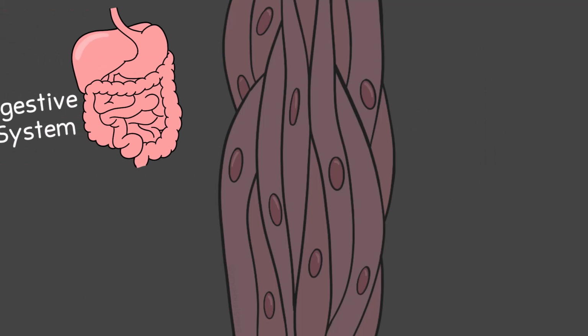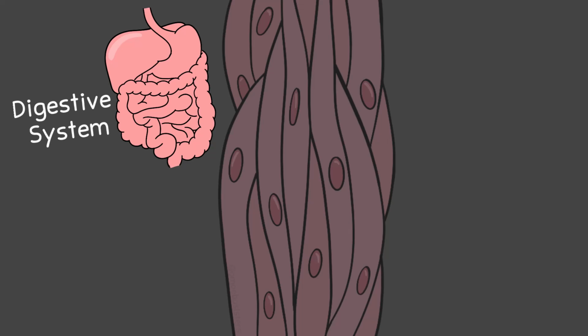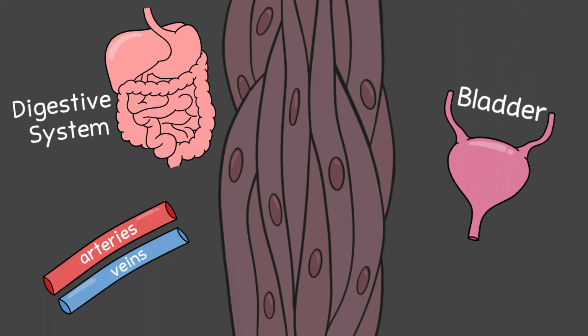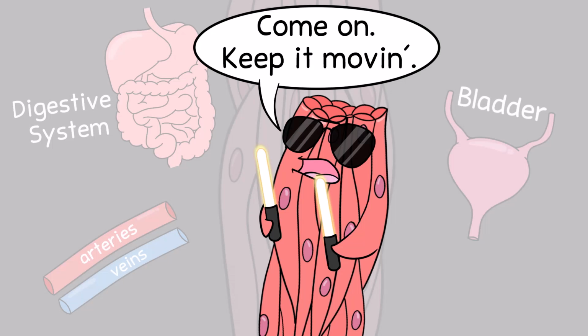You can find them in the walls of the digestive system, arteries and veins, the bladder, and more. They're involuntary, which means you don't have conscious control of them. For example, they might have a function involving moving something along, such as food.